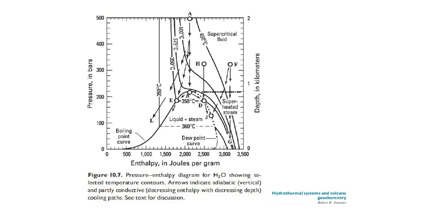Here's an enthalpy pressure diagram. It shows the different conditions that govern the phase of the fluid. Here for water, this is pressure and this is the enthalpy. The boiling point curve here separates the saturated liquid region here from the two-phase region here, and on the other side the superheated steam region.